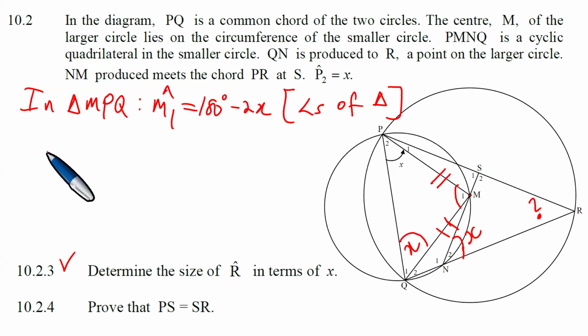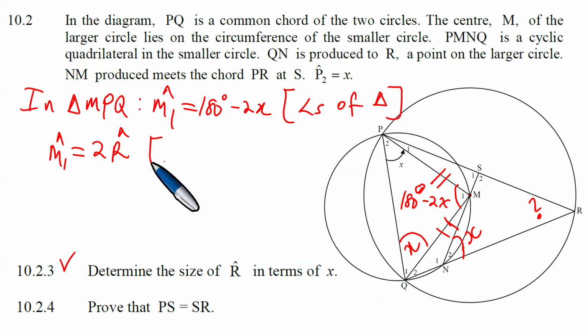Also correct. So now we want to find the size of the angle R. If we already know that this angle is 180 degrees minus double X, what is the size of the angle R? Obviously we know that the angle M1 is equal to twice the angle R. Why is this the case? Angle at the center. Yes, it is two times. Well done. Can you please highlight the shape? Because I'm struggling to see the angle at the center is two times.